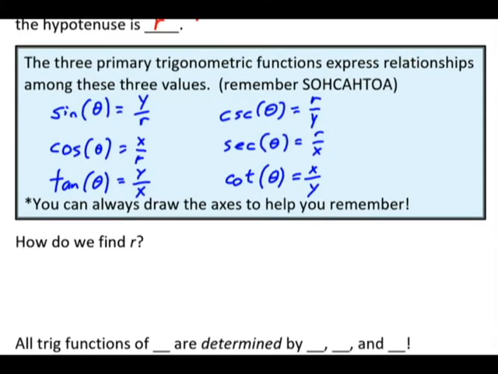Typically in a situation like this, you'll be given the xy coordinates and you won't know r. Well, how do we find r? Well, it's a right triangle. We can think of this as Pythagorean theorem, or we can think of it as distance formula. Either way, we end up with x squared plus y squared equals r squared. All trig functions of theta are completely determined by x, y, and r.